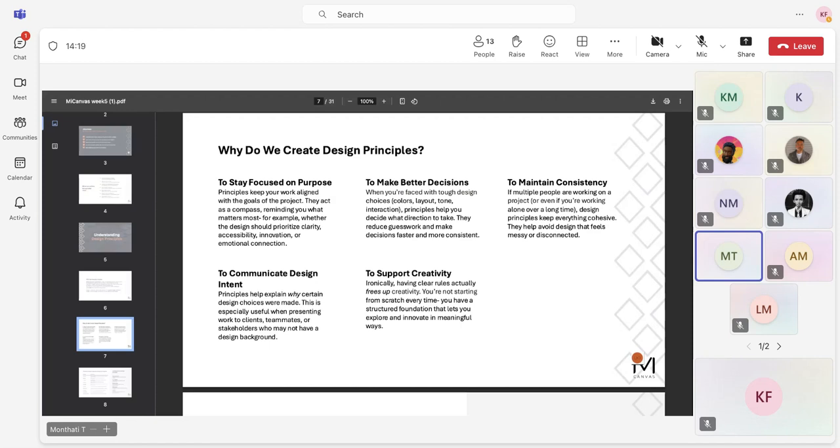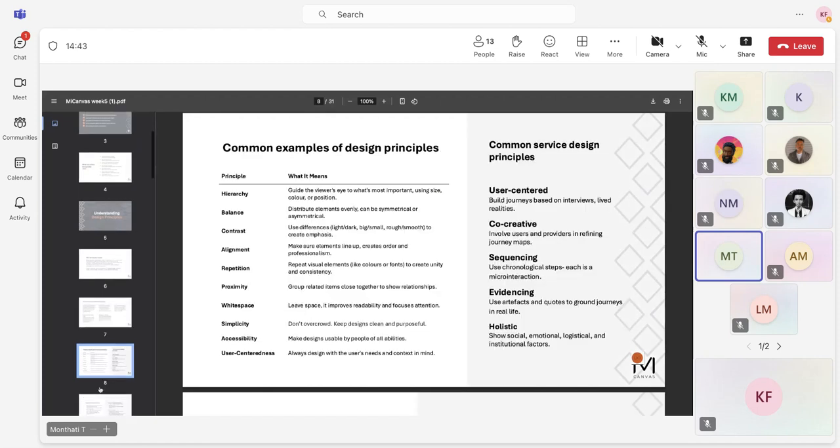So even though some people think that having rules can put too much restriction on creativity, it actually does in a way help to free that up, because you're not starting from scratch. You already have a structured foundation, and so you can use that as a base to start exploring and innovating in more meaningful ways while still staying anchored.